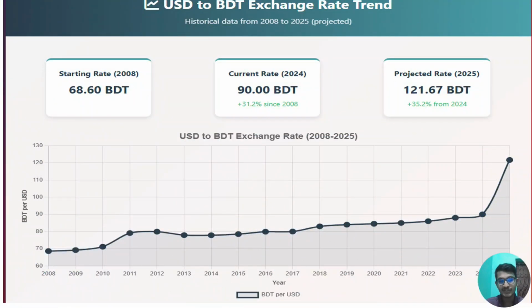Now we will see the most important thing, the exchange rate trend. This chart shows the Taka is under stress. That big drop in 2025, it is basically the dollar saying, hey, I'm the boss here. And when the dollar becomes short, the central bank has no choice but to devalue the Taka.